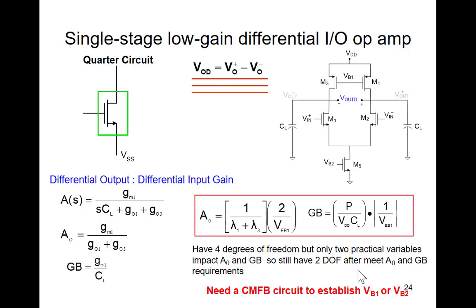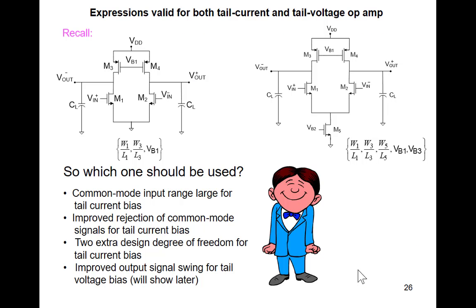So, question is, which one should be used if we have both a tail current and a tail voltage bias? Now, if you look at the tail voltage bias, we lose 2 of the design variables. We don't need the transistor M5, so we don't need a bias on that, and we don't need sizes on it.